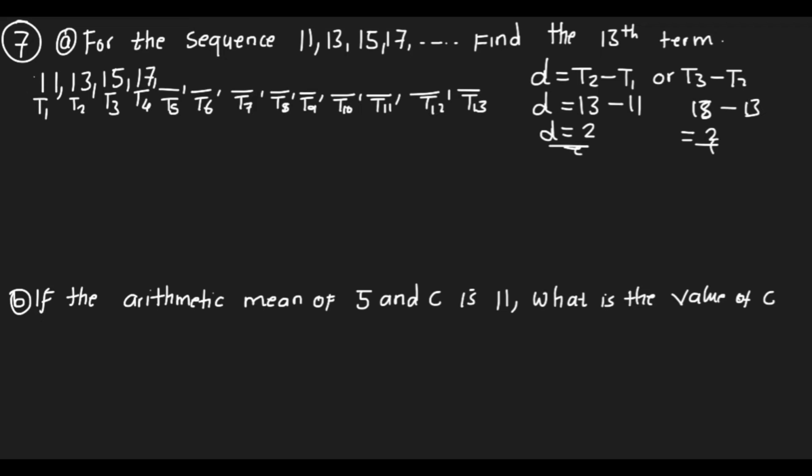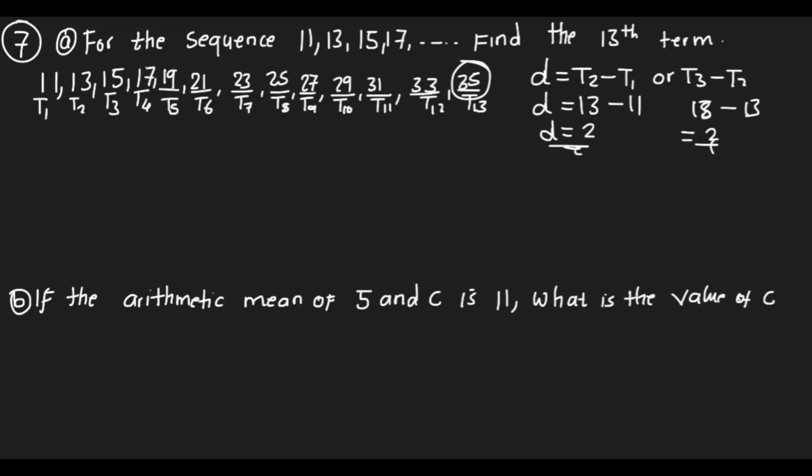So like 11 plus 2, 13, plus 2, 15, plus 2, 17, plus 2, 19, plus 2, 21, 23, 25, 27, 29, 31, 33, 35. So this is the number that we were looking at.